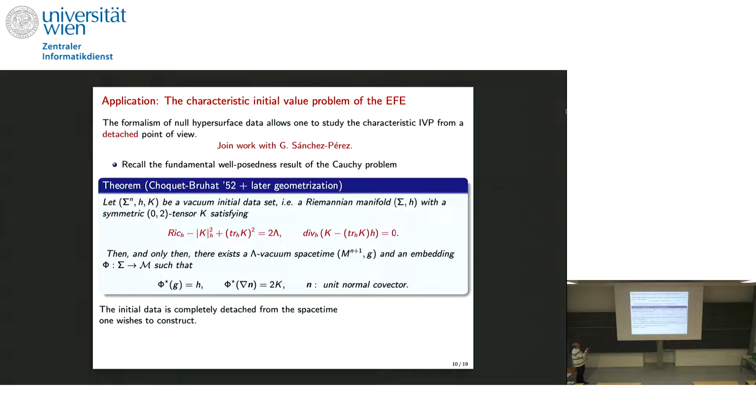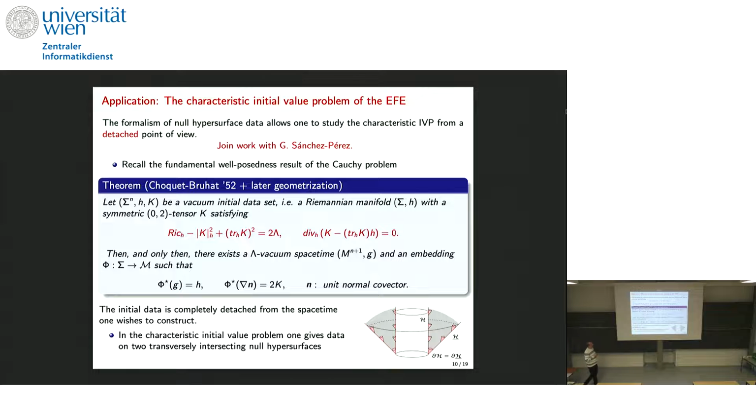So you see, the data is given in a fully abstract way. Sigma n is a manifold, h is a metric, K is a symmetric 0-2 tensor. A posteriori, this is embedded as a space-like hypersurface. So the initial data is given in a completely detached way from the space-time one wishes to construct.